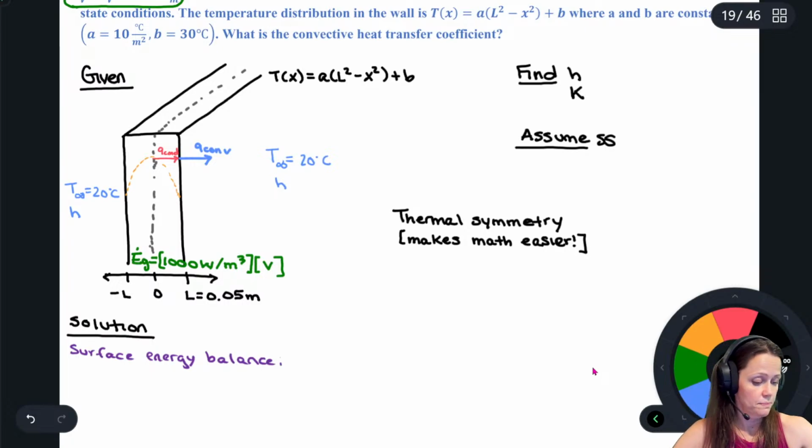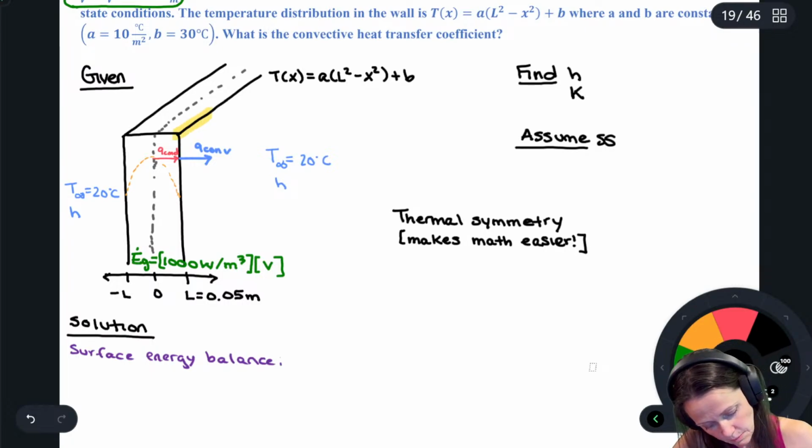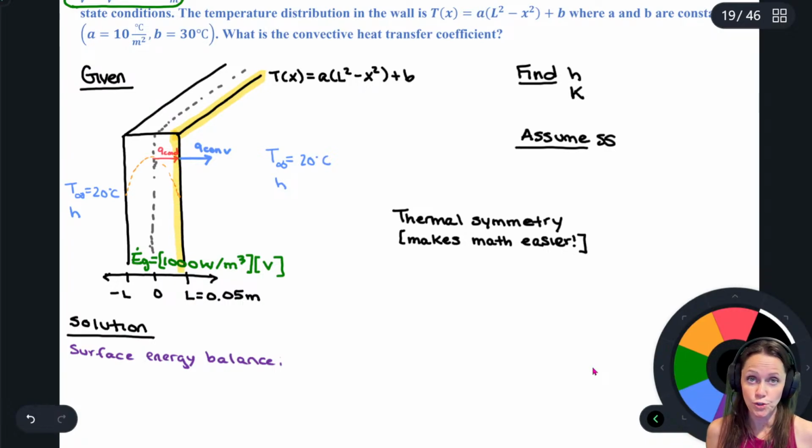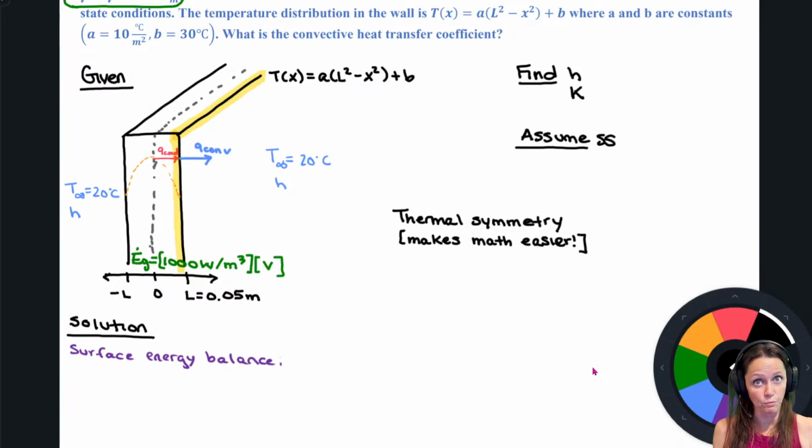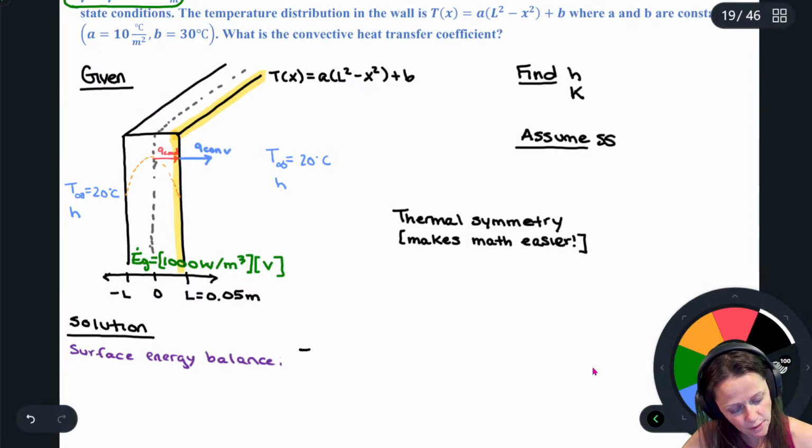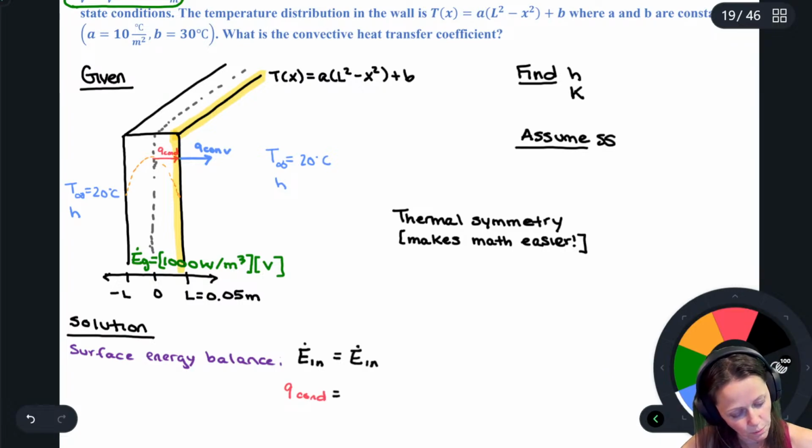Remember with a surface, and again, this is going to be my surface, a surface doesn't have volume, so there's no E dot ST, because you need volume to store energy. There's no E dot gen either, because I'd have to have a volume associated with it. So a surface energy balance at x equals L gives me that E dot in and E dot out have to be the same. In other words, q by conduction has to be equal to q by convection.